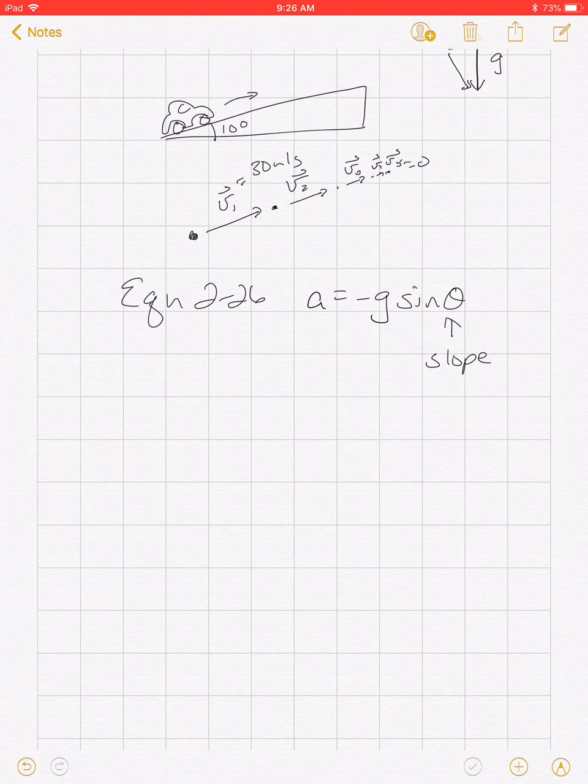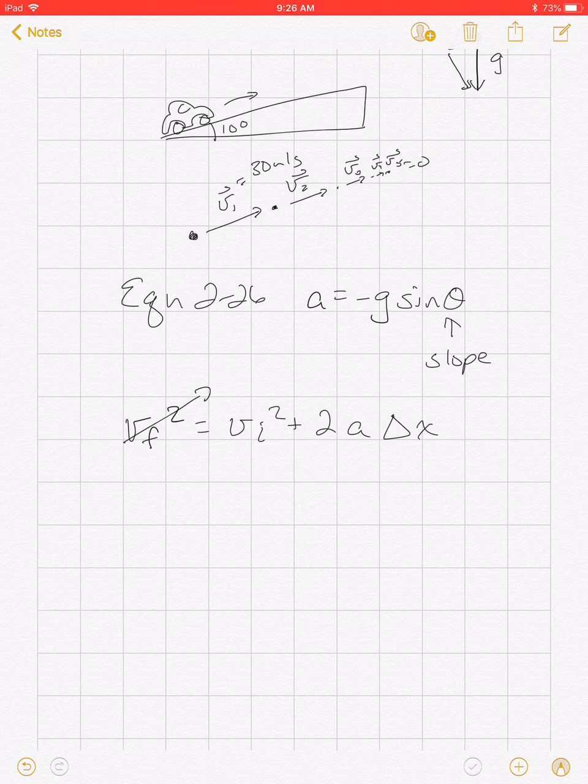So how are we going to solve this? Well, we're going to use our kinematic equation, but remember I said we don't always use g for acceleration. In this case, we're going to use g sine theta for acceleration. So since we're looking for distance, the one that works the best is v final squared equals v initial squared plus 2 times a times delta x, or delta s in the book.